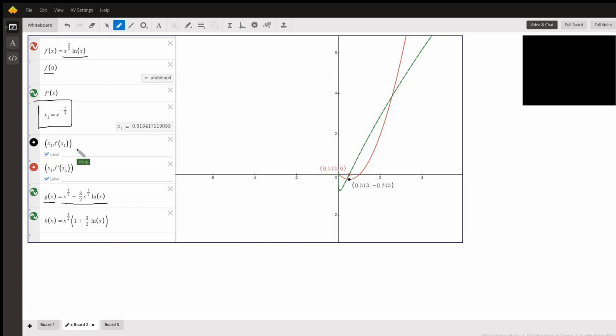There is the point on the function where it looks for sure like there's a horizontal tangent line. And notice that's where the first derivative also equals 0 at e to the -2/3, or about 0.513.